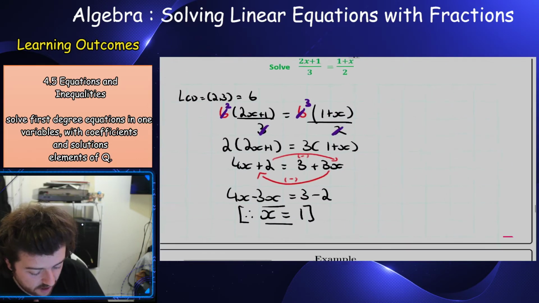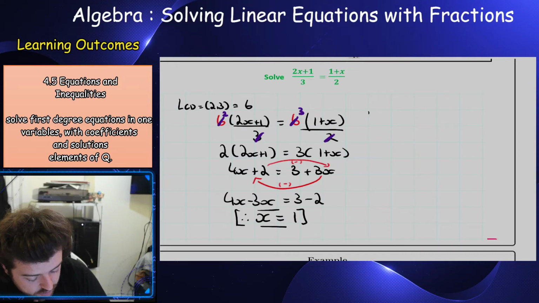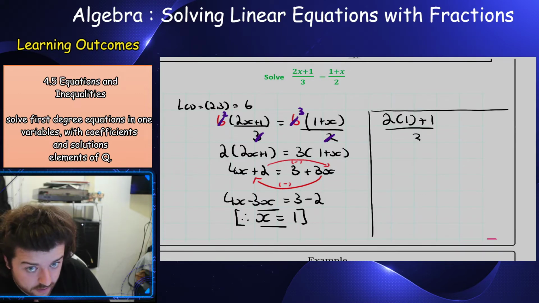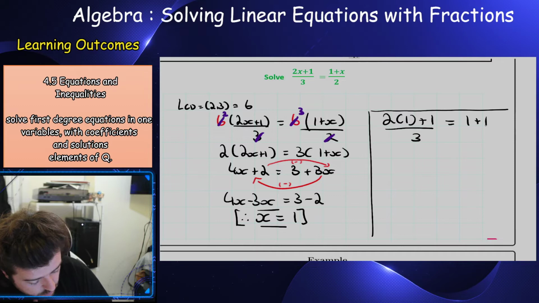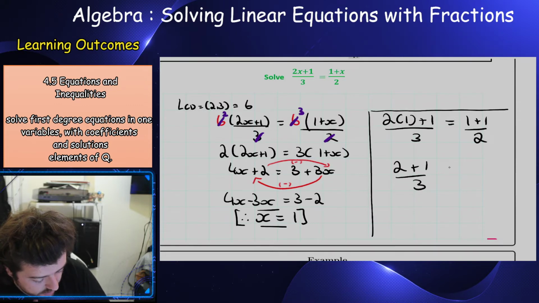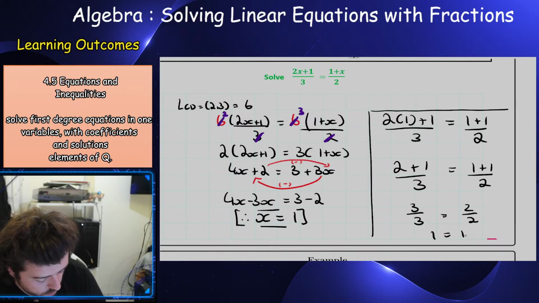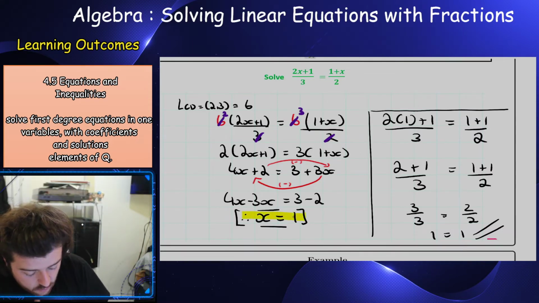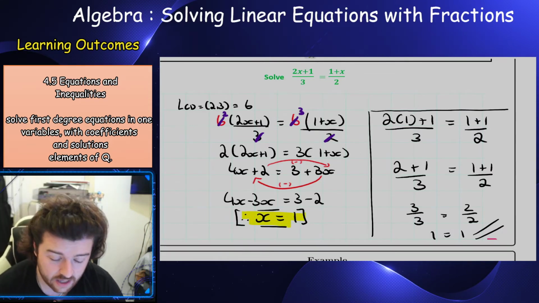Now, to verify my answer, I'm just going to sub it into my original expression. So (2 times 1 + 1)/3 equals (1 + 1)/2. That's 3 over 3 equals 2 over 2, so 1 is equal to 1. Therefore, I verified my answer works. So x equals 1 is my answer. Box and highlight it, and I got my full marks.